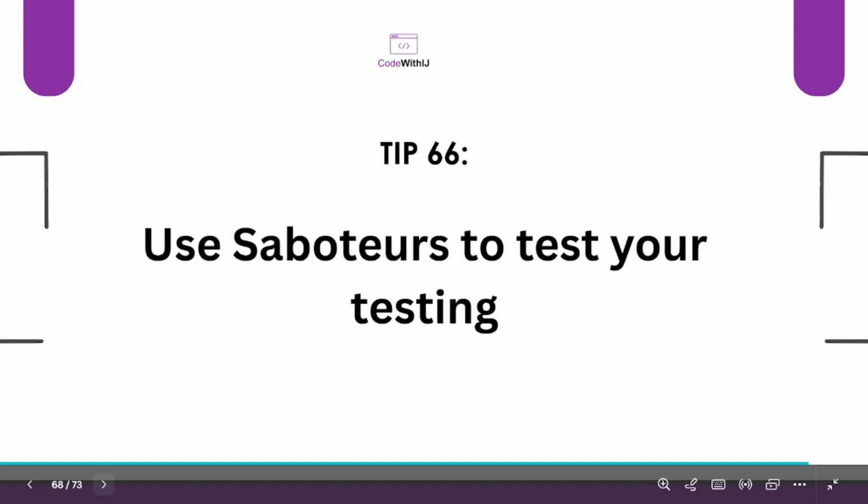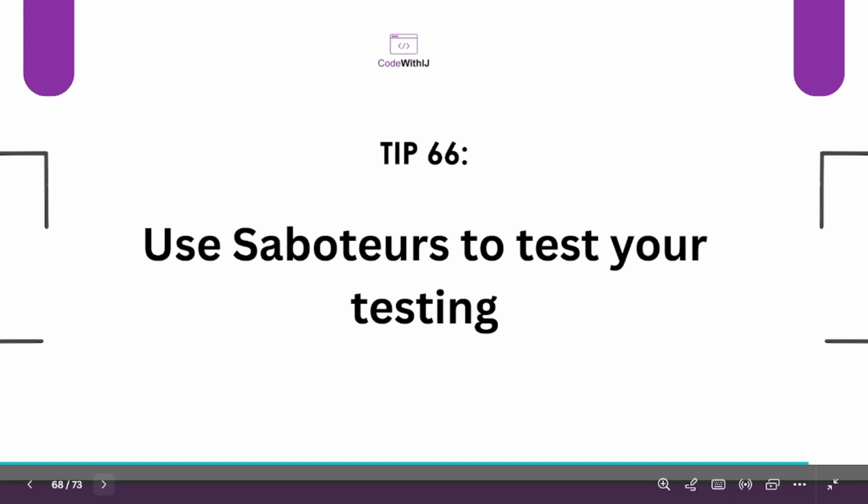So tip 66, use saboteurs to test your testing. This is a very, very crazy one. But what it's trying to tell you is that, you know what, let the code break. Why would you not test it, when you're going to be giving it to users, and you don't know the kind of areas and levels the users are going to use it? So test your system to break, so you can see why the system broke.